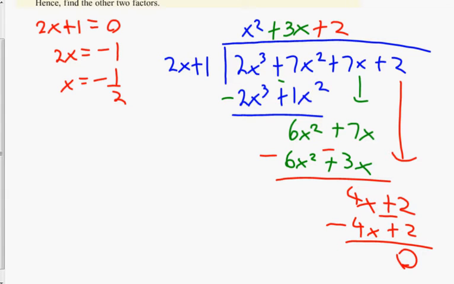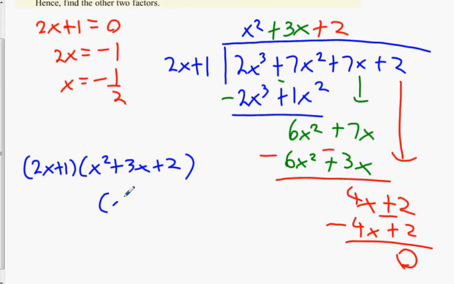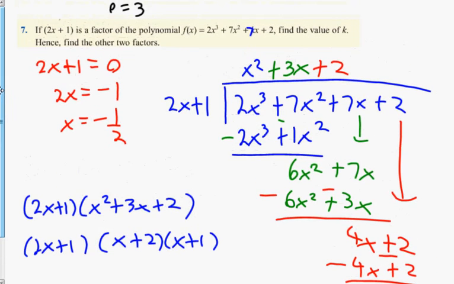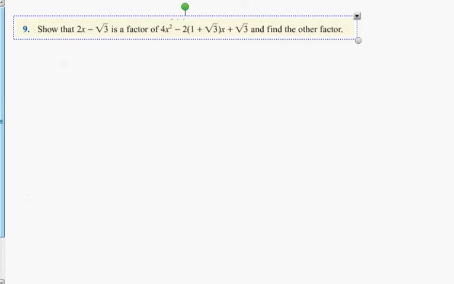Now, it's that one by that one, which is 2x plus 1 multiplied by x squared plus 3x plus 2. Factorise that. Won't spend all day on that. X plus 2 and x plus 1. Are we happy enough with that? Yeah. All three roots. Now, that's question 7. Now 9.